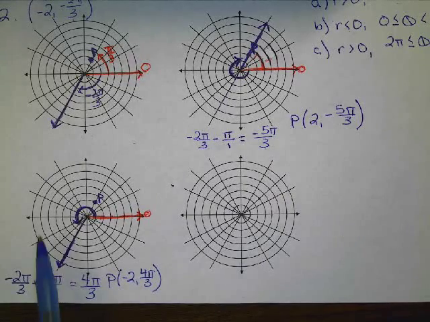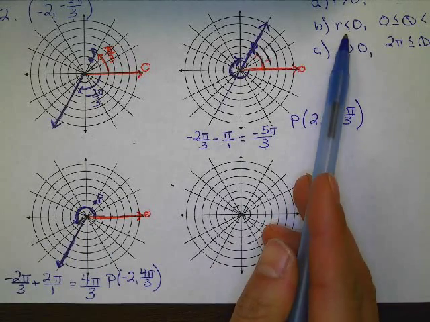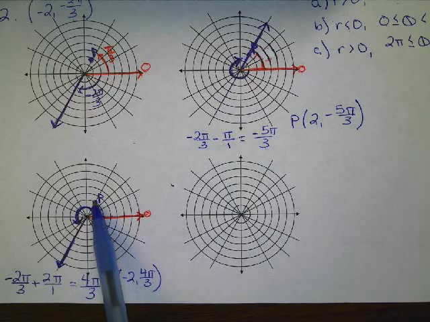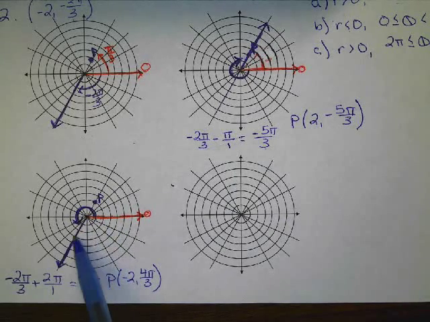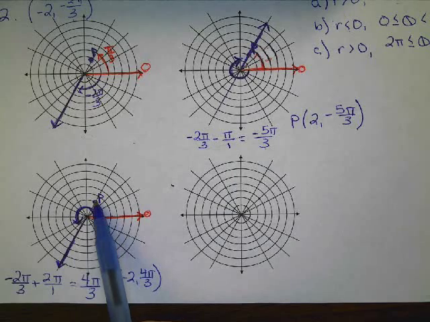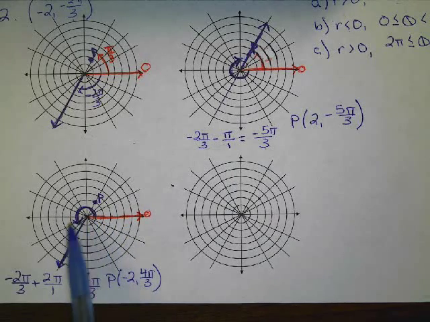Alright, so again, this one, since my radius is negative, that means that the point is going to be on the opposite side of my angle. So since my angle is over here, my point is going to be behind it, and since I need a positive angle between 0 and 2 pi, I start at 0 and go around to 2 pi over here.